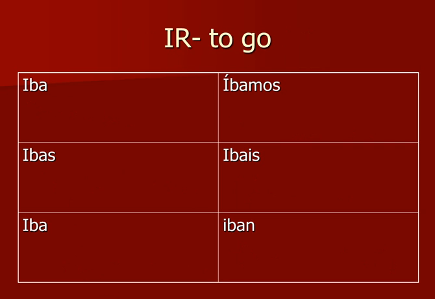So instead of the voy, vas, va, vamos, vais, van in the present tense, we get iba. So what would that be? I used to go. So like my first example, I used to go to my grandma's house every Sunday. Ibas, you used to go. Iba, he, she, you formal used to go.